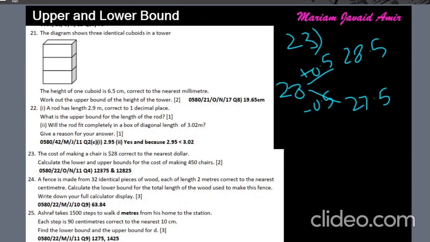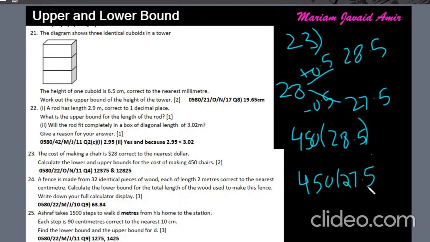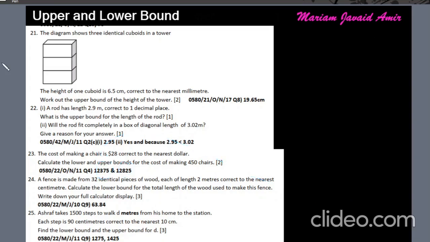Calculate the lower and the upper bound for the cost of making 450 chairs. So the upper cost will be 450 times 28.5 and the lower cost will be 450 times 27.5. So 450 times 28.5 gives us 12825, so we get this answer, and using this we'll probably get this answer. Okay. Question 24.